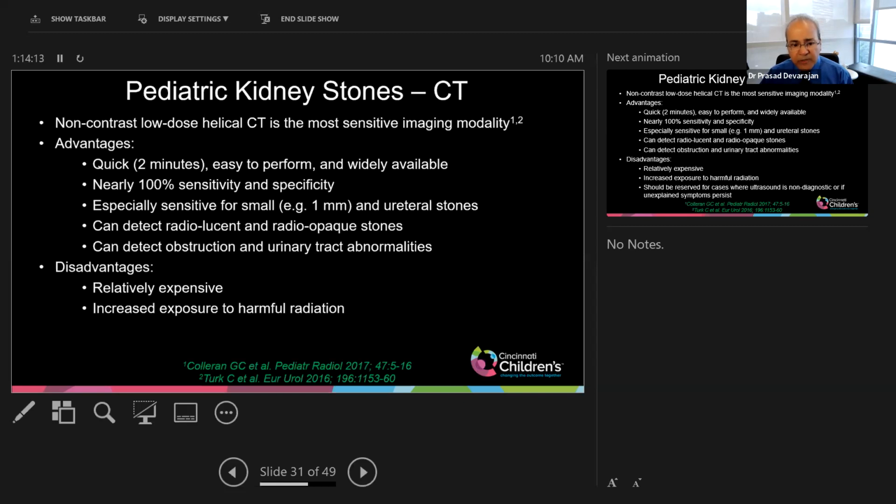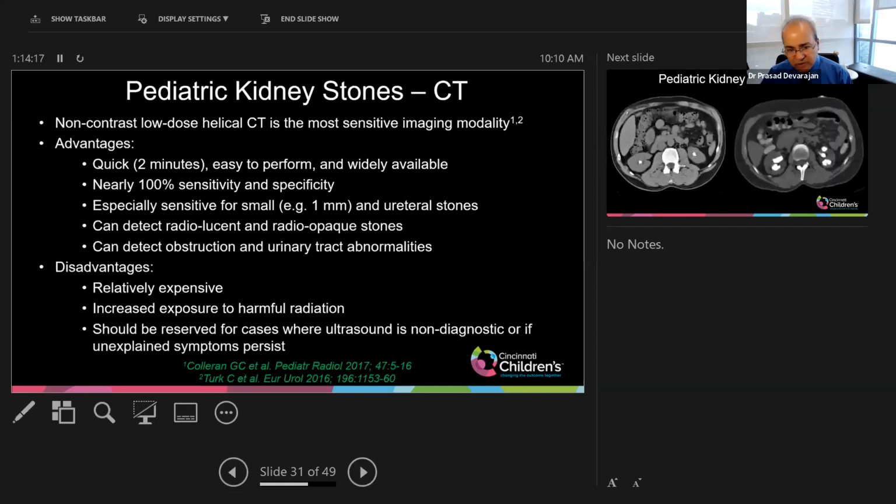And so in our opinion, I think CT scan should be reserved for cases where the ultrasound is non-diagnostic. Patient presents with symptoms of kidney stones, the urine shows crystals, ultrasound shows nothing. What do you do? So then you might want to get a CT scan because they could have a small kidney stone that we're missing by ultrasound. Or if the symptoms persist and there is no explanation for it, we will sometimes get a CT scan.